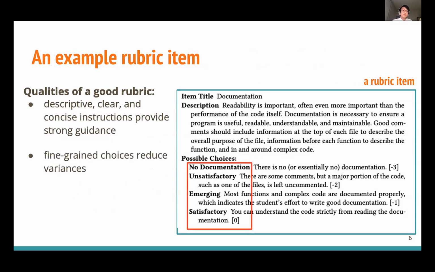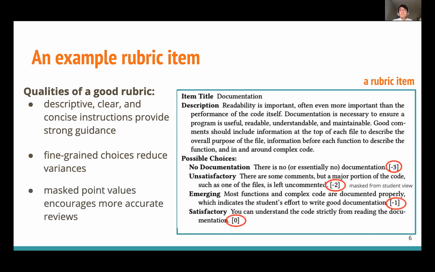Additionally, a good rubric should also have fine-grained choices. If you take a look at the example on the right, instead of having a binary choice of good comments +5 and bad comments -5, we provide a more fine-grained set of choices such as no documentation, unsatisfactory, emerging, and satisfactory. This level of granularity helps reduce variances among reviewers, and associated with each choice is an explanation of what this choice means to help students understand what and when to pick this choice.